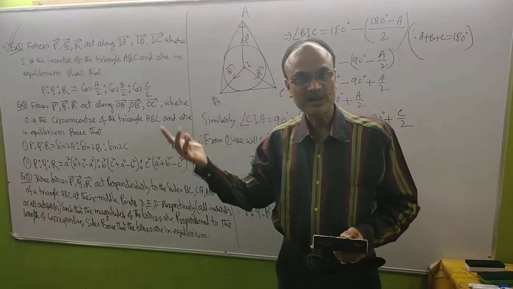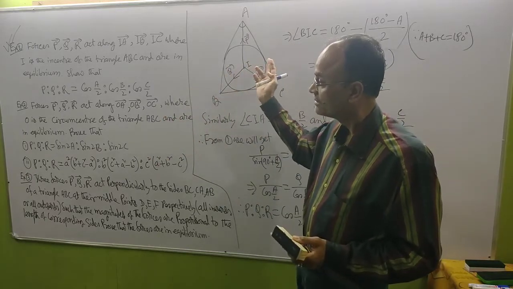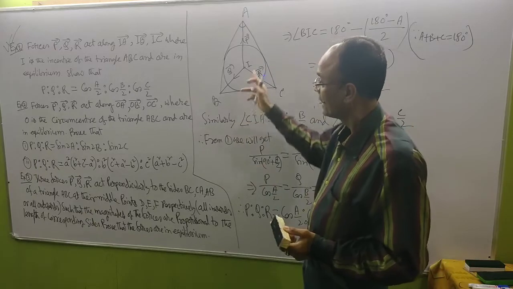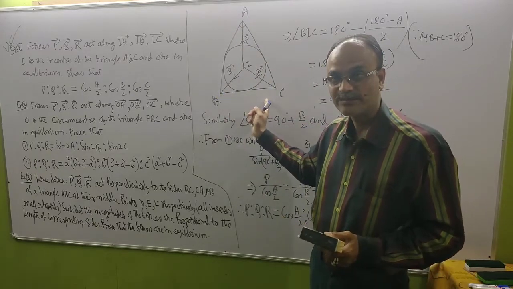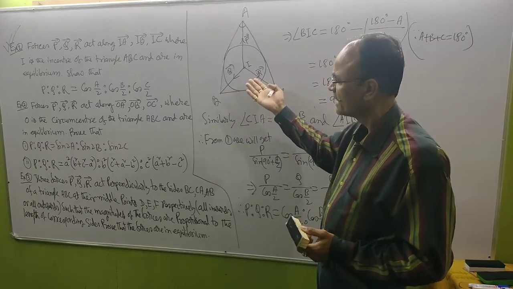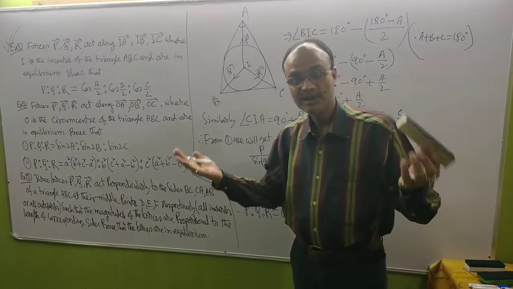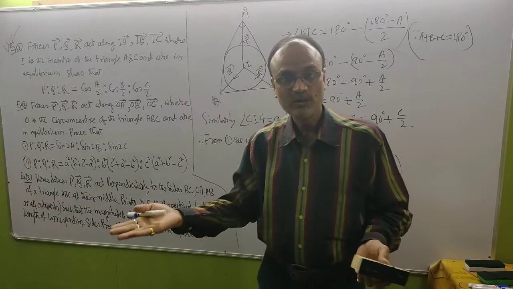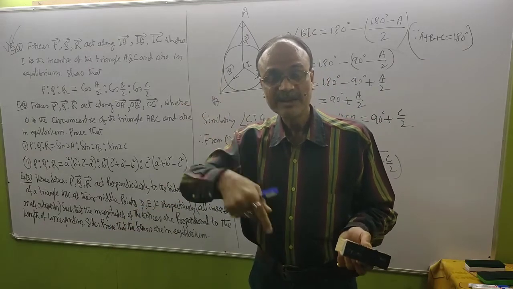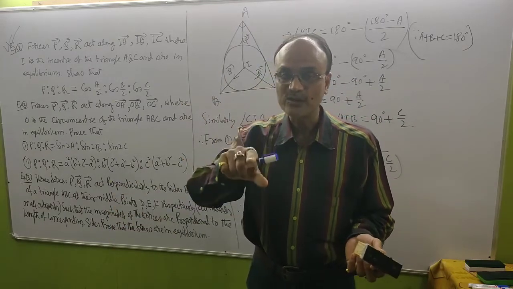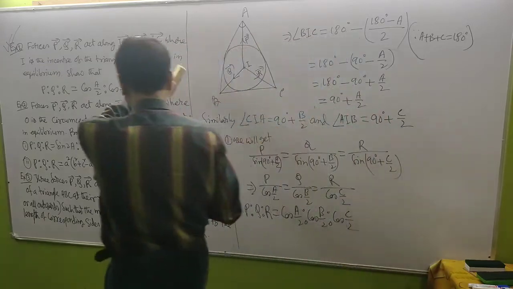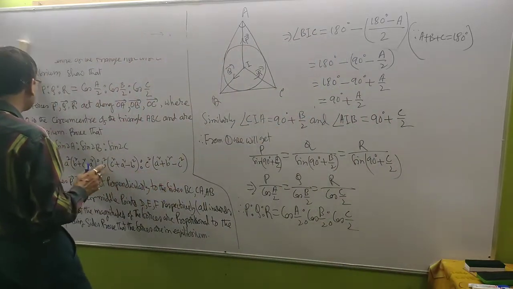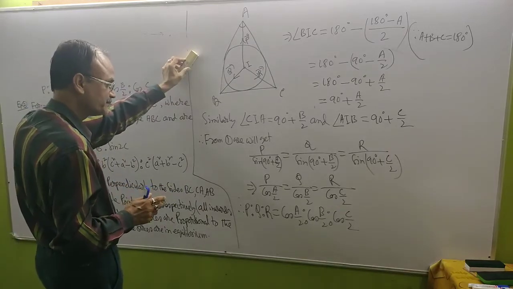I is the incenter of the triangle ABC, so IA, IB, IC will bisect the angles respectively. This is the theory. And from Lami's theorem, if three forces acting at a point are in equilibrium, then the magnitude of each force is proportional to the sine of the angle between the other two. This is Lami's theorem. We have proved number 1.